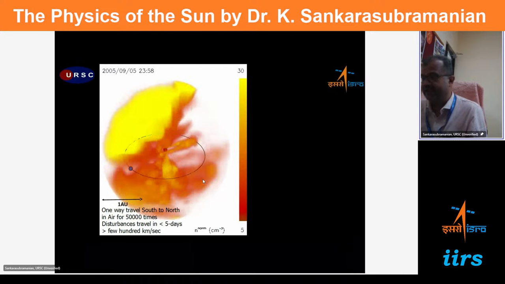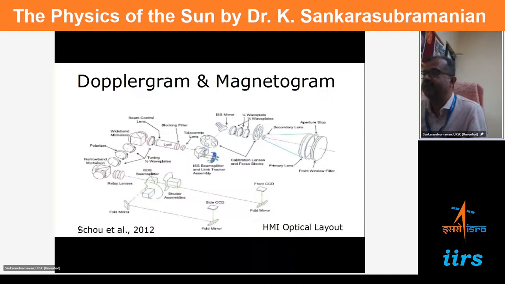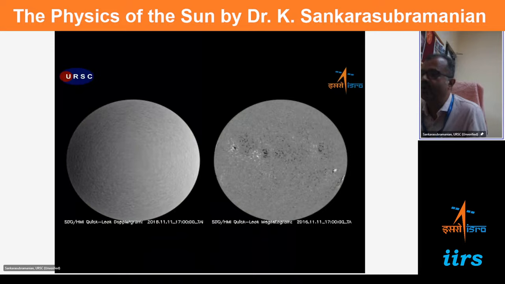I just want to give you a few glimpses of how the magnetogram and Dopplergram, which I showed, are taken, because they are important for many of these studies. The magnetogram and Dopplergram are taken by an instrument called a Michelson interferometer. Both the Michelson Doppler Imager as well as the Helioseismic and Magnetic Imager on SOHO and the SDO are based on this particular principle. I will not dwell on how exactly it is done. I would request you to go ahead and read about it.